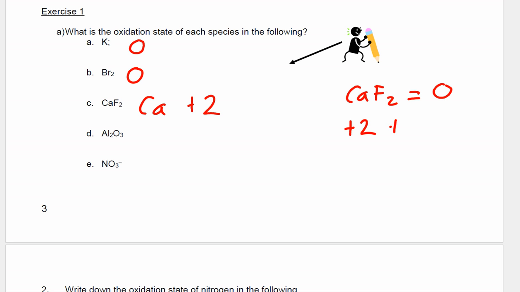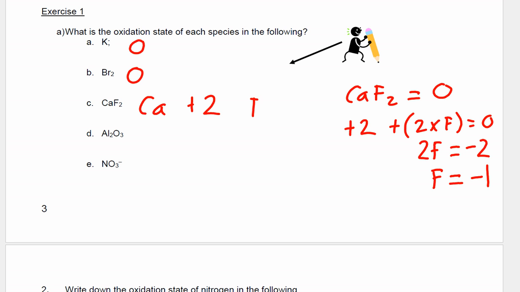So we need to then add 2 lots of fluorine, and that sum will come out at 0. So 2 fluorines will be equal to -2. Each fluorine will be equal to -1. And we're interested in the oxidation number of each individual atom within the compound or the ion.